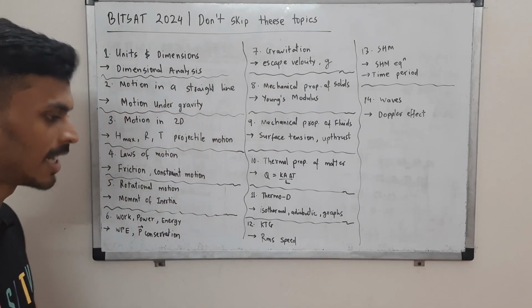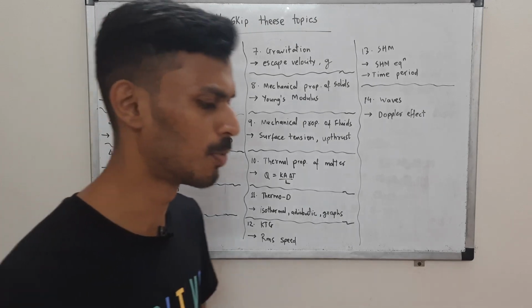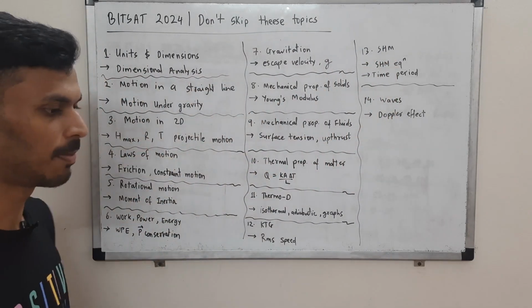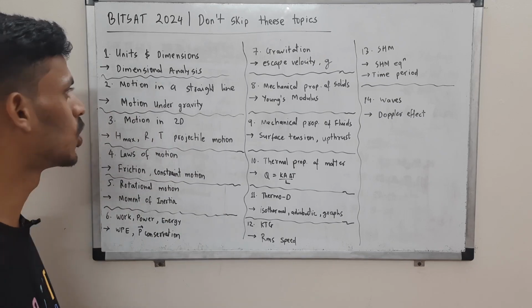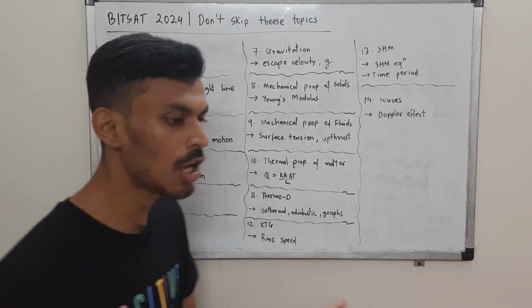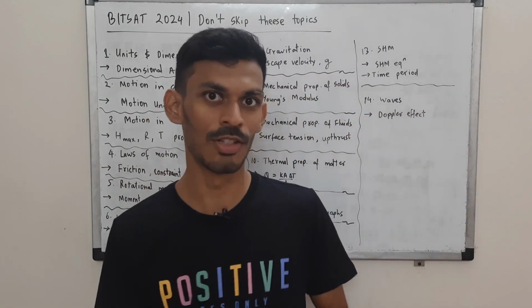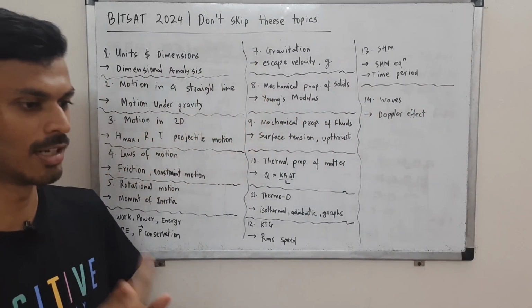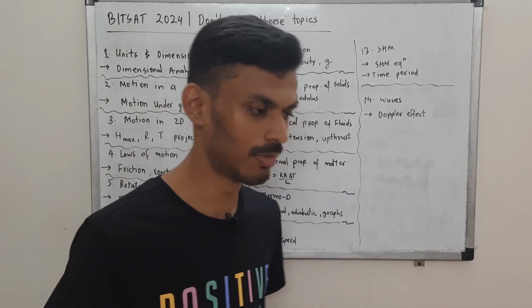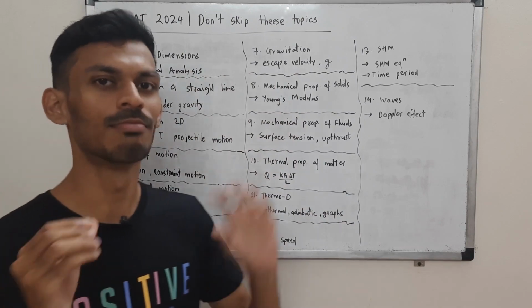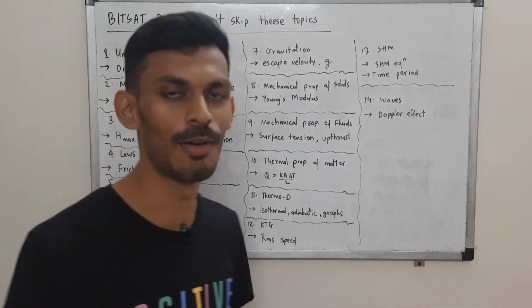Coming to our second chapter, which is motion in a straight line, or motion in one dimension. From here the concept which is most asked is motion under gravity. Actually it is uniformly accelerated motion. As a whole, those 3 equations of motion: v is equal to u plus at, v square is equal to u square plus 2as, and the third one. Motion under gravity is also a uniformly accelerated motion.